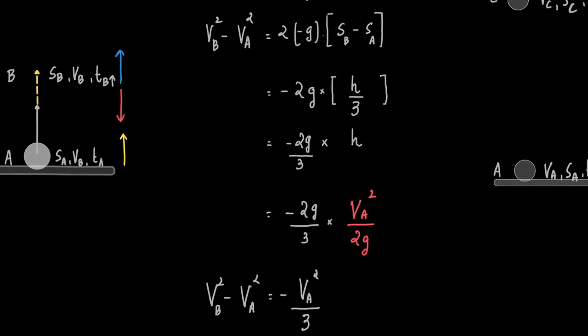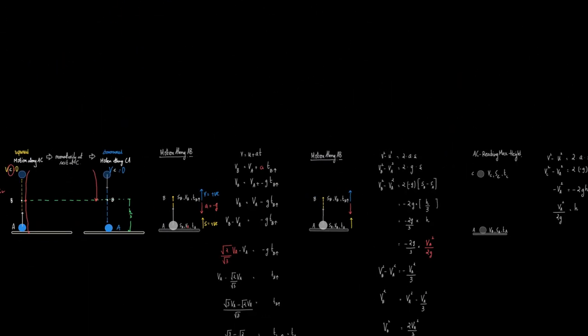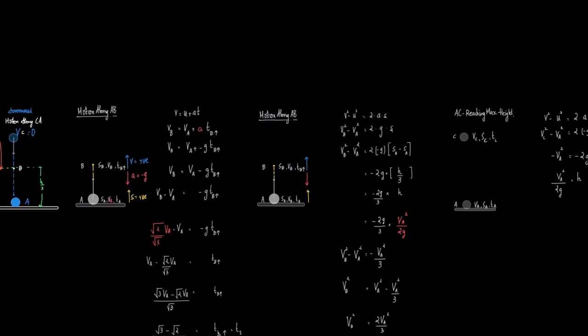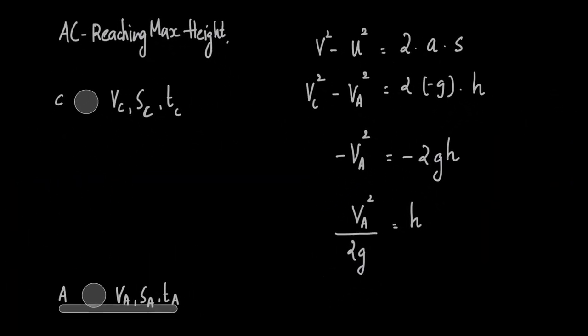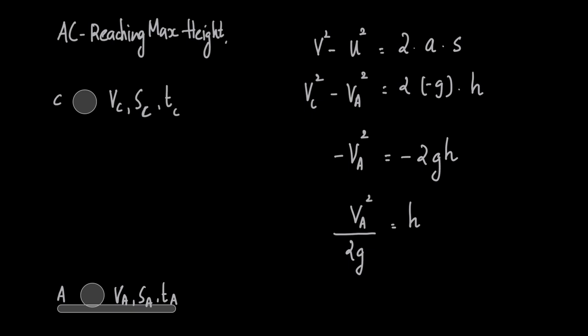Okay, to understand h, we need to come to the maximum height AC. So when the object is projected from A, it reaches the maximum height where it is momentarily at rest. And since it is momentarily at rest, at that point, the corresponding velocity Vc would be equal to 0.